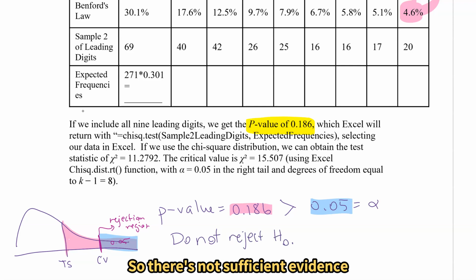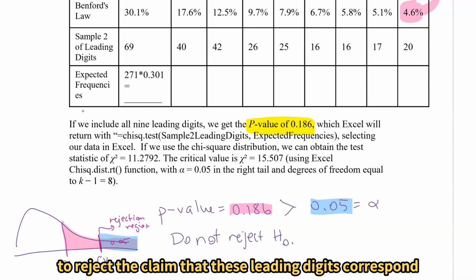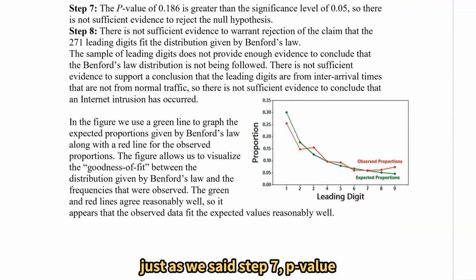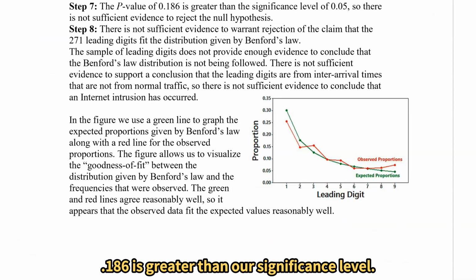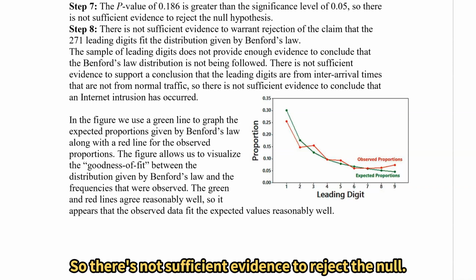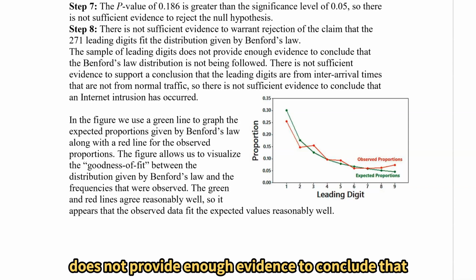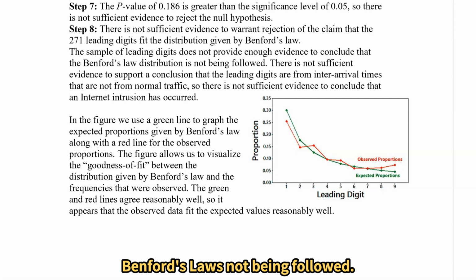So there's not sufficient evidence to reject the claim that these leading digits correspond to Benford's law. It seems like they do. So summing up, just as we said, step 7, p-value 0.186 is greater than our significance level, so there's not sufficient evidence to reject the null. And this sample does not provide enough evidence to conclude that Benford's law is not being followed.